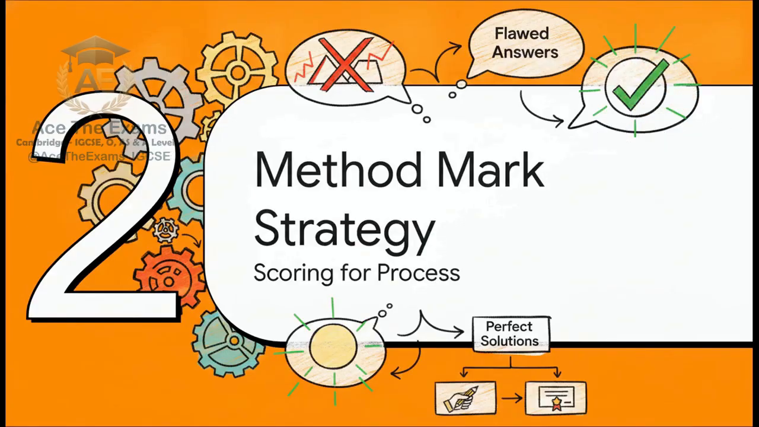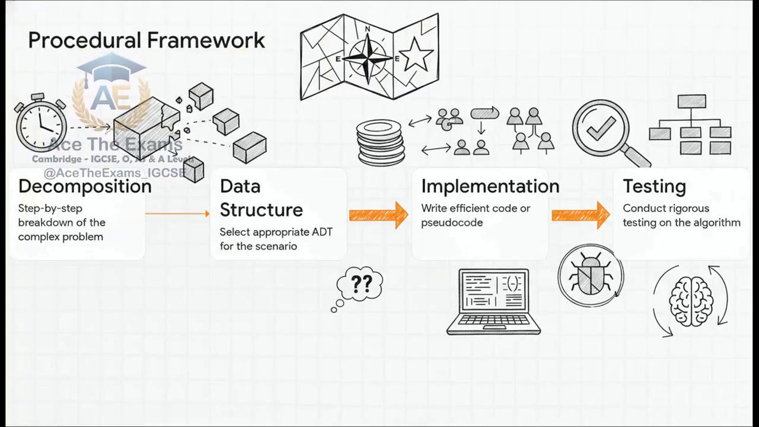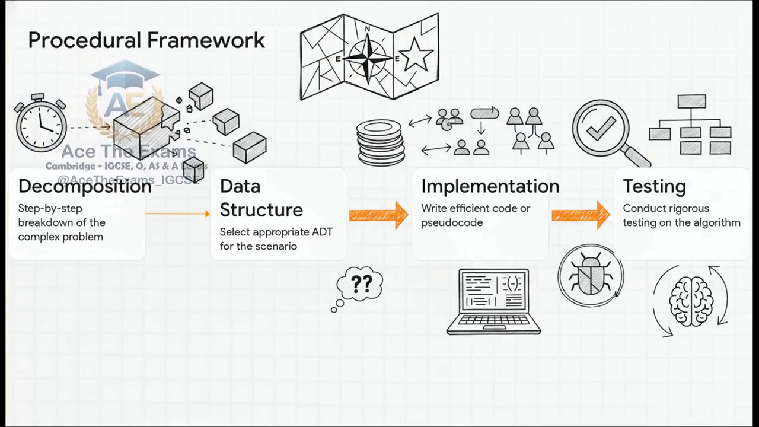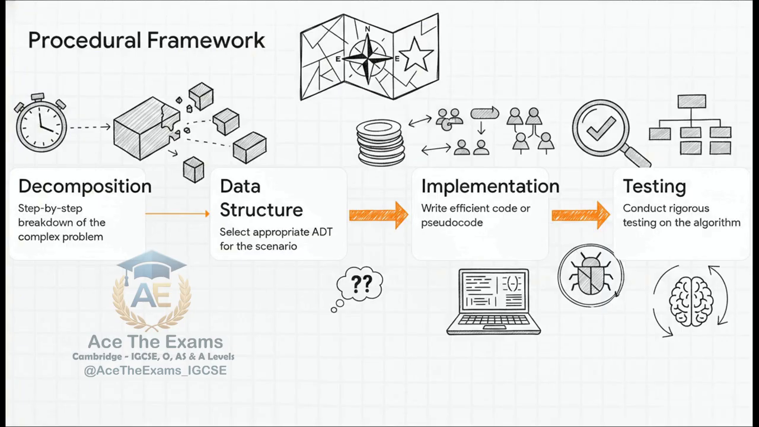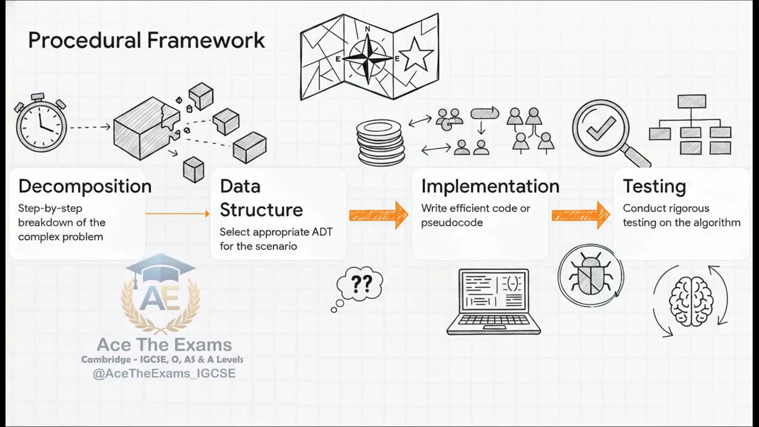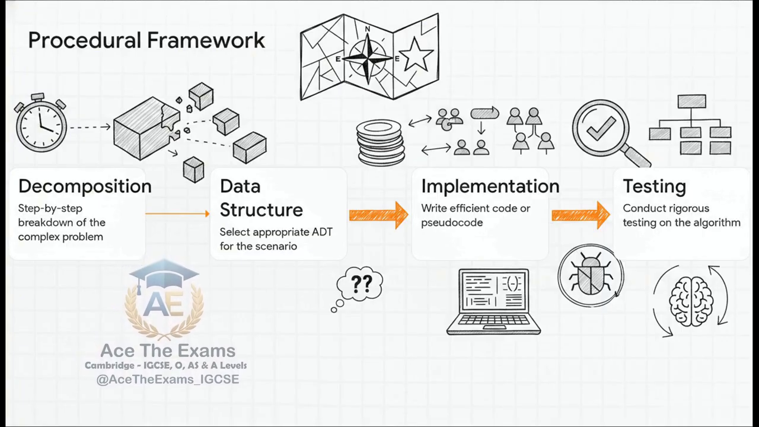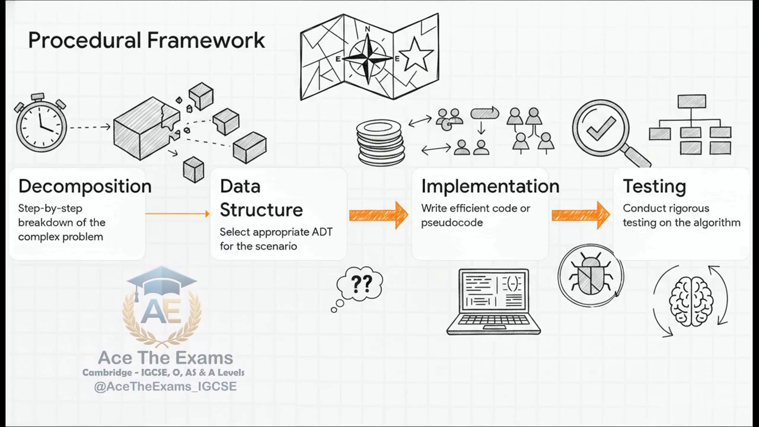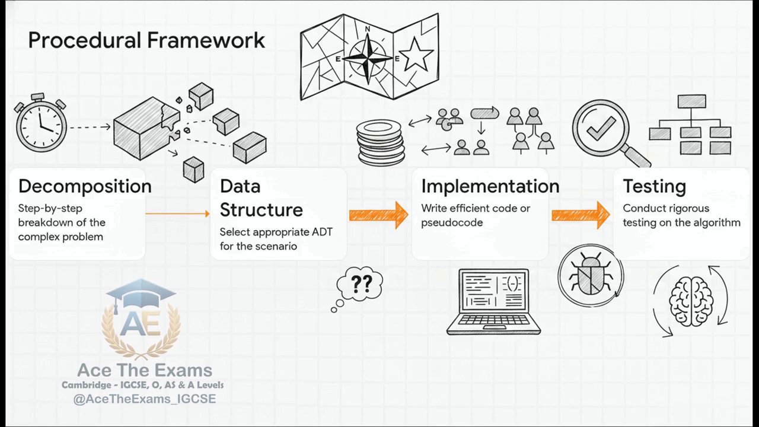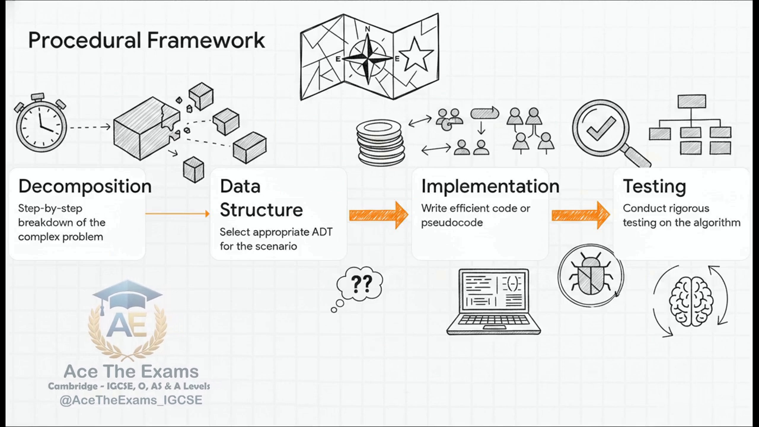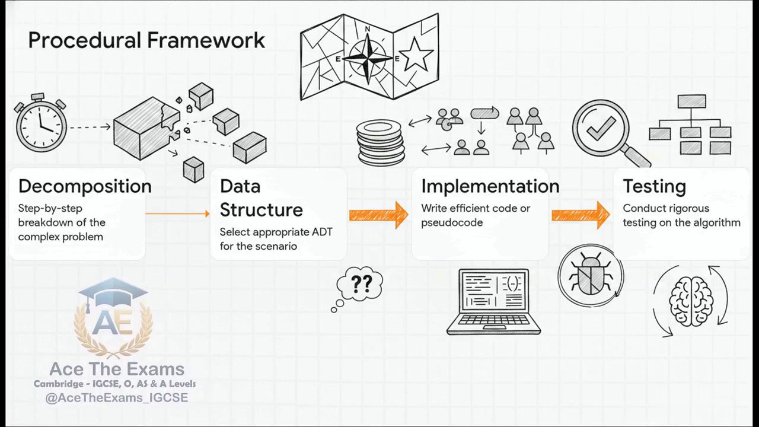Let's shift gears and move right into Section 2, the method mark strategy, scoring points for process. This section is exactly where we transform those horribly flawed, messy answers covered in red pen marks into absolutely perfect green checkmarked solutions. Listen, one of the absolute greatest tragedies we see in the exam hall is a highly capable student who clearly knows the correct final answer, but they get absolutely 0 marks because their internal thought process is totally invisible on the page.